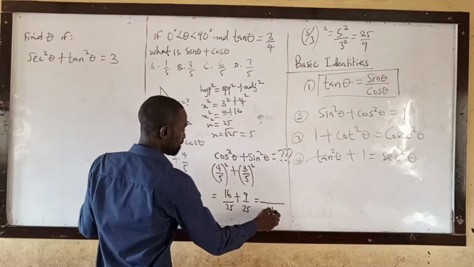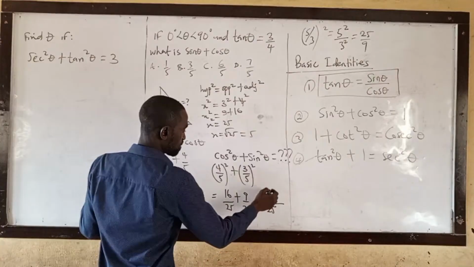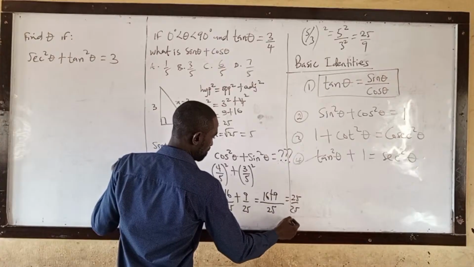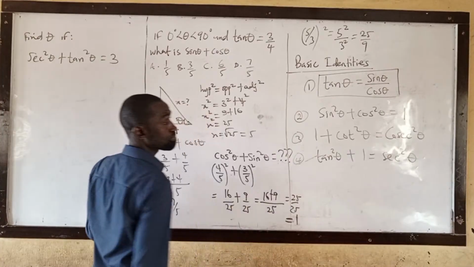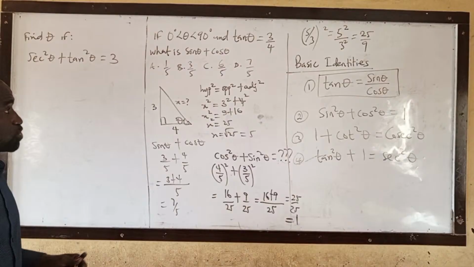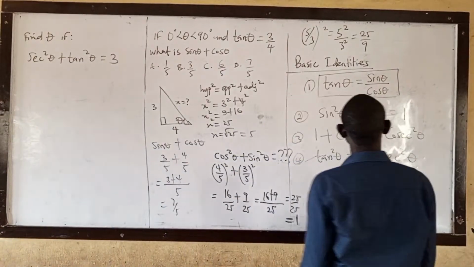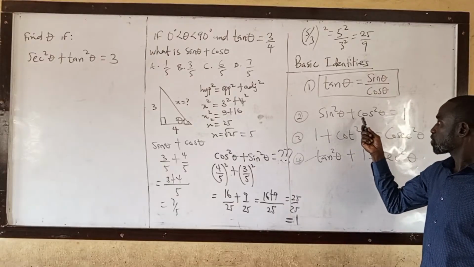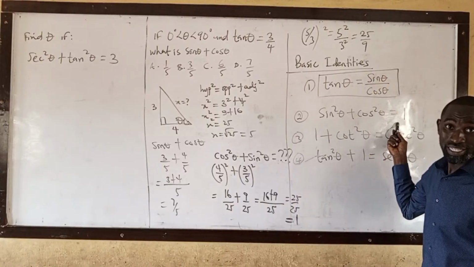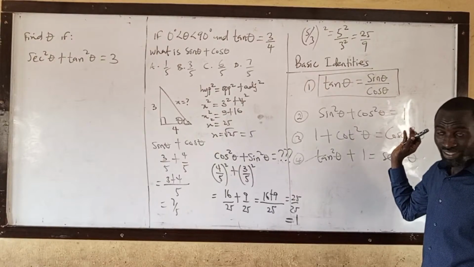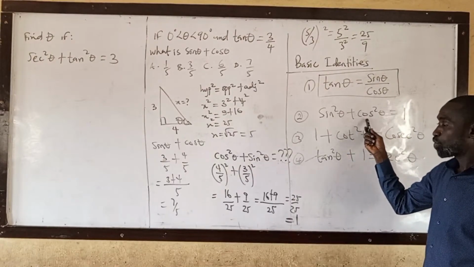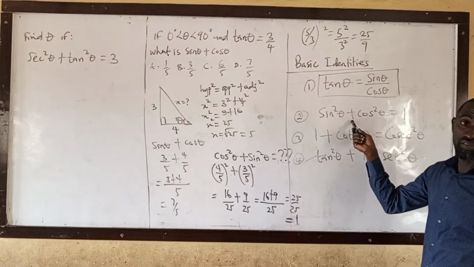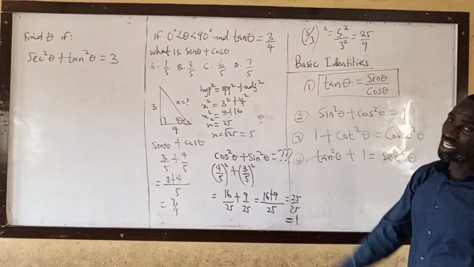Find the LCM, 25. What do I get? 16 plus 9, so now 25 over 25, and everything goes to 1. This shows that for every sin squared theta plus cos squared theta, the answer is 1. Clear? Which shows that this formula is very correct. Okay? So the last one for you.